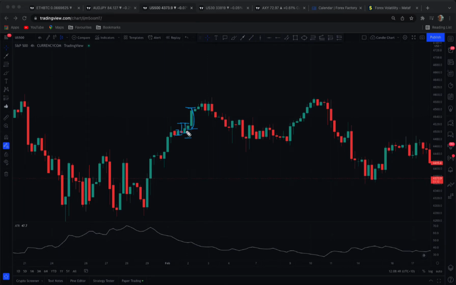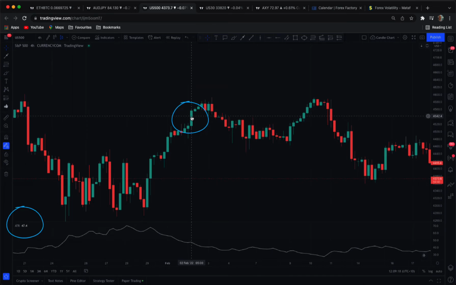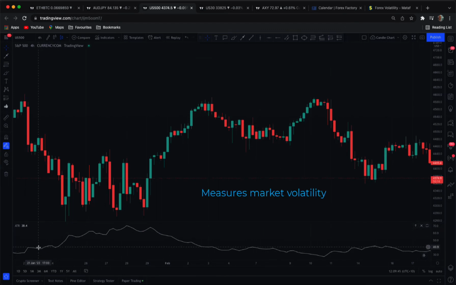What the average true range does, typically, is look back 14 candles and average out the range, the distance between the high and the low of each candle. It'll average it out and give you a figure. If I mouse over this candle here, you can see down the bottom left the average true range is 47.4. So it's looking back 14 candles and averaging out the range. It measures the market volatility.